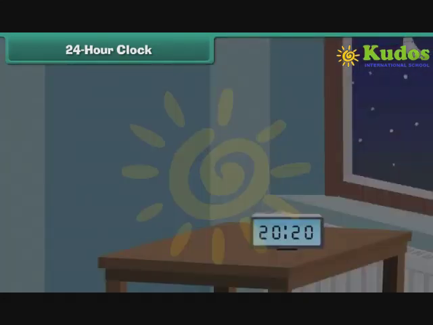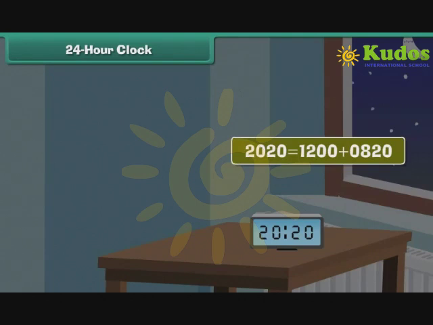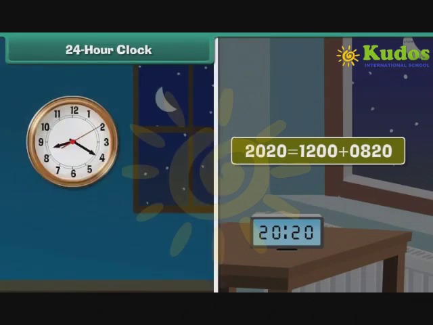Conversion from 24-hour clock. Let us now convert 24-hour times into 12-hour times. This digital clock shows the time as 2020 hours. We can write 2020 as 1200 plus 0820. The 12-hour time is 8:20. As 2020 is greater than 1200, we use PM with a 12-hour time. Therefore, the corresponding 12-hour time is 8:20 p.m.